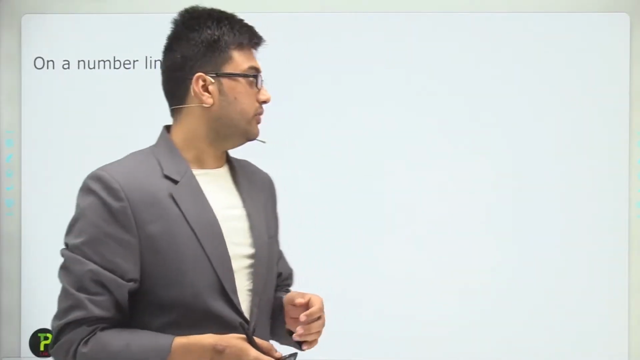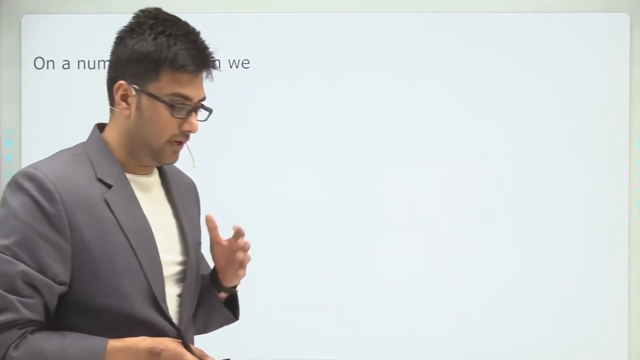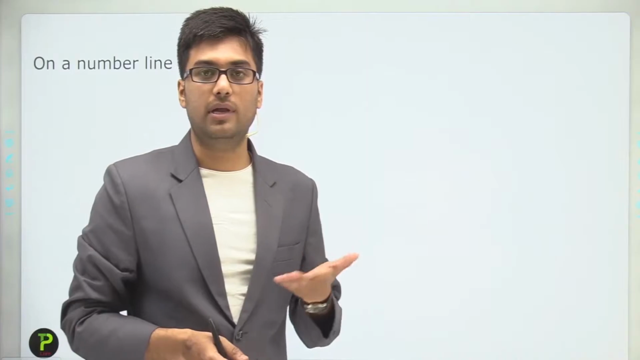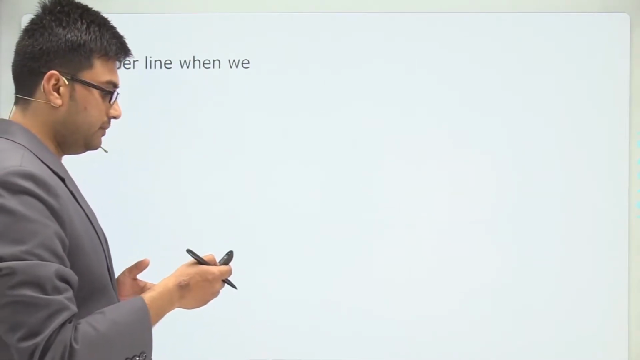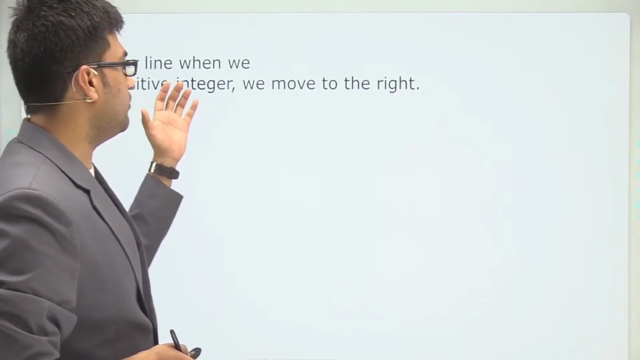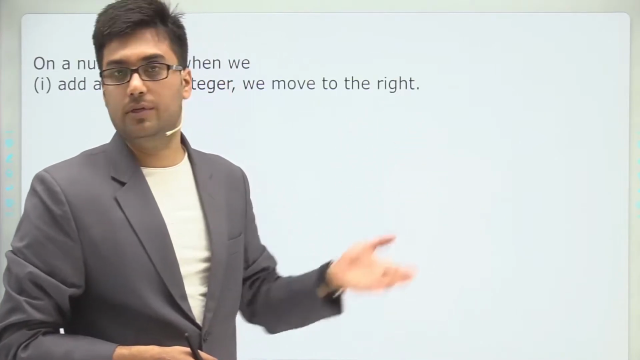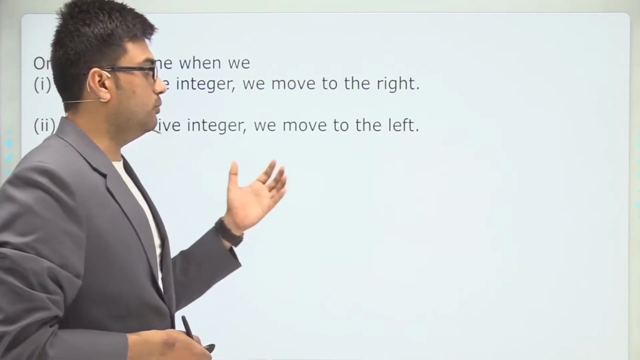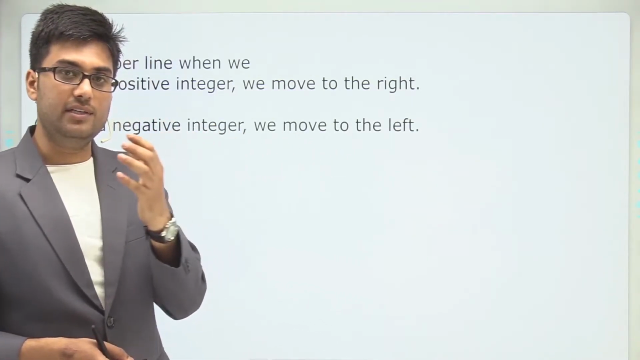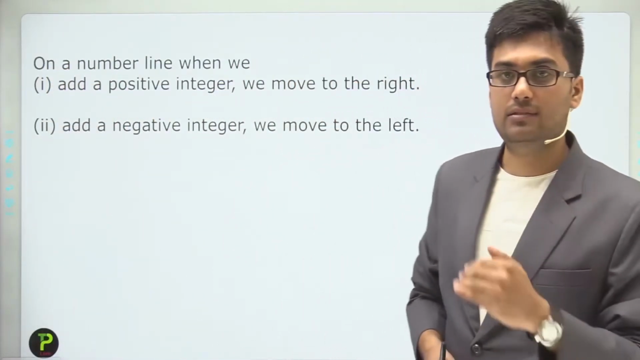Okay, so students, first of all, let's revise what we studied in the last class. We studied the number line of integers, how to represent integers on a number line. On a number line, when we add a positive integer, we move to the right side, or we can say that when we move right, we get a larger number. Clear? When we add a negative integer, we move to the left side, or we can say that when we move left, we get a lesser number. Clear?